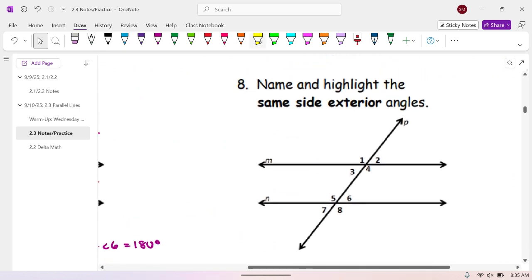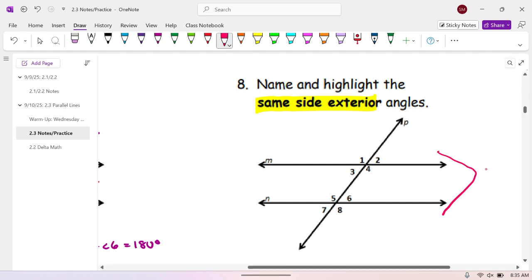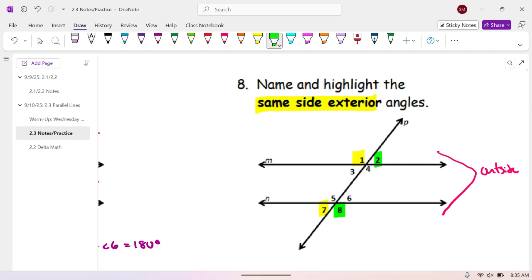Last one, same side exterior. Pretty much the same thing as same side interior, except instead of inside, they are outside. So outside is 1, 2, 7, 8. Those are my outside. So what do you think one set of same side exterior angles would be? 1, 7. Good. So that means 2, 8 are my other set. And just like same side interior, these angles are supplementary.